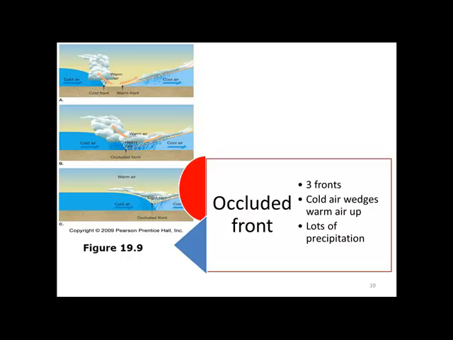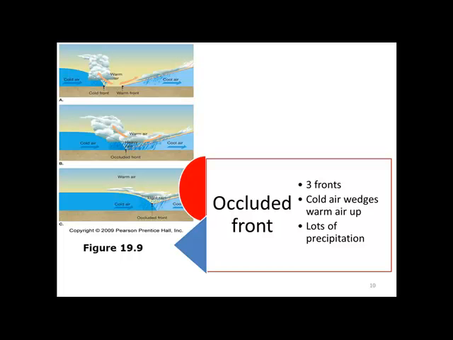The next type of front is an occluded front. What happens with an occluded front is there's actually three air masses. You have cool air being approached by warm air, and then colder air behind that. Because the cold air is moving faster than the warm air, the cold air will eventually catch up to the cool air, and that warm air has nowhere else to go but to rise upwards.